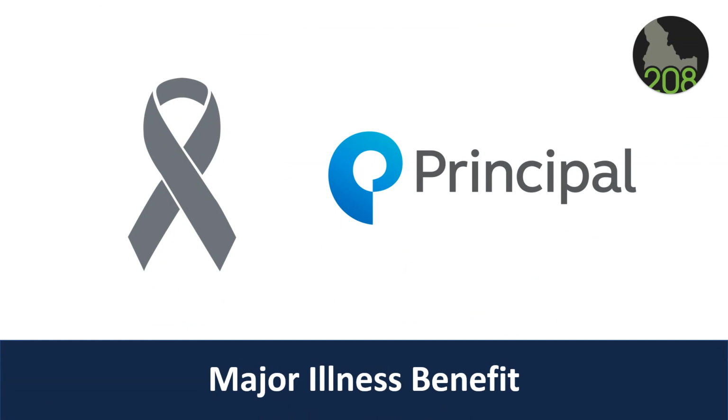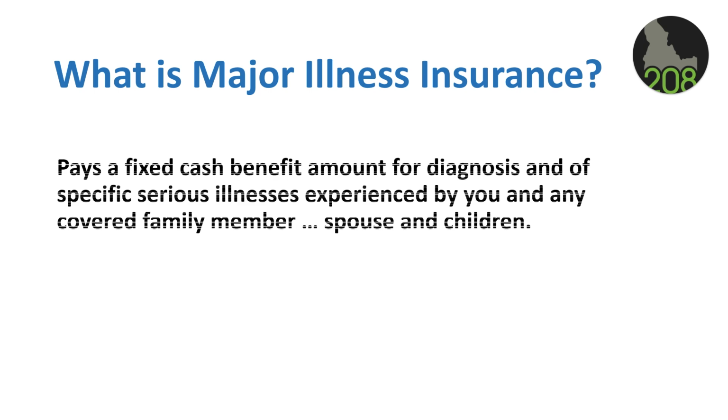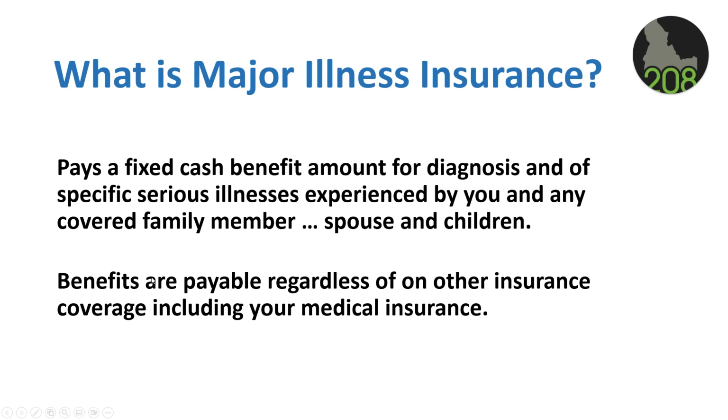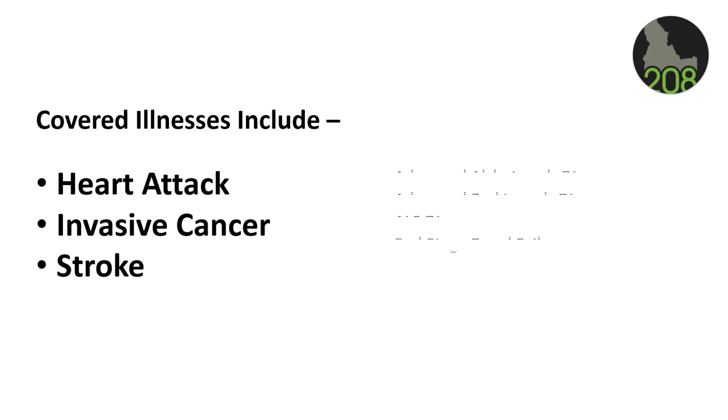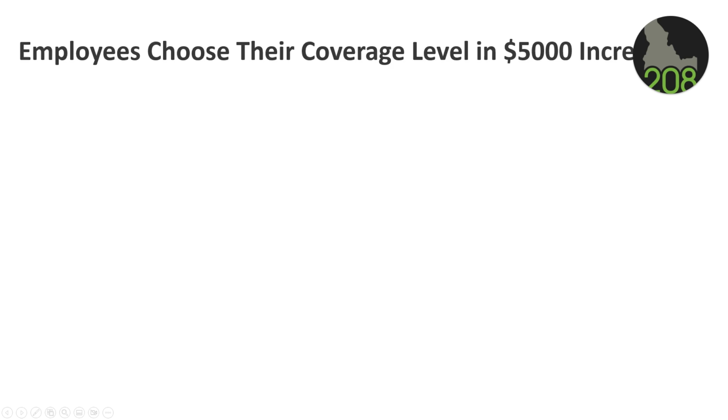Your major illness benefit is a similar type of benefit that you can voluntarily add to your benefit package. This pays a fixed benefit amount for the diagnosis of a specific serious illness experienced by you or anybody covered under your policy. Again, the benefits payable through this policy do not impact your medical insurance, meaning that it will not lessen the coverage on your medical insurance plans. Covered illnesses include heart attack, invasive cancer, stroke, and a list of other illnesses for adults and also childhood illnesses.